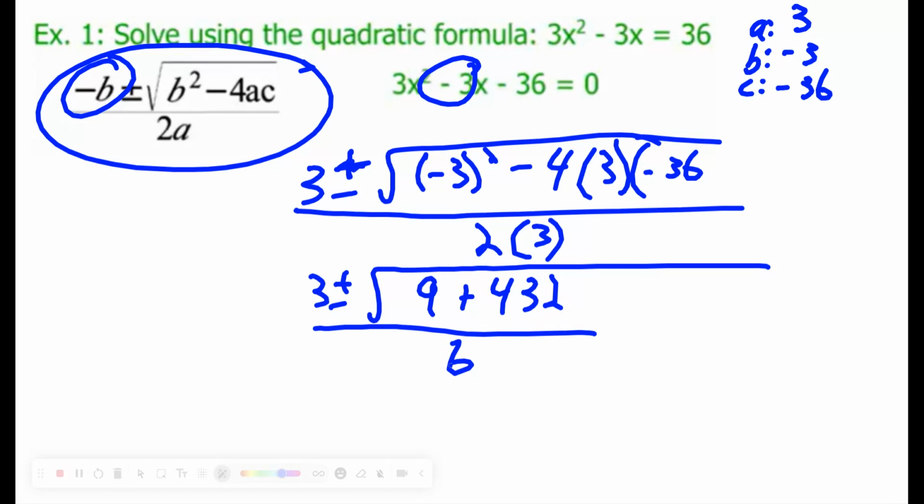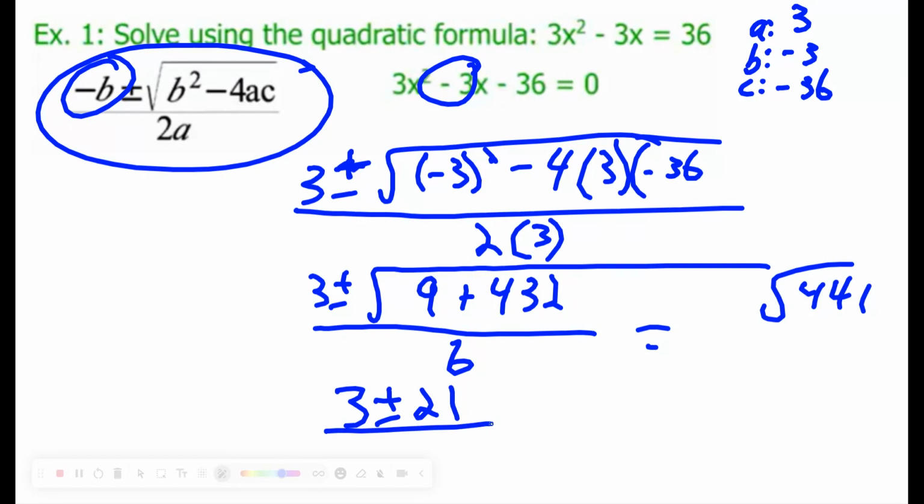Inside the square root, 9 plus 432 equals the square root of 441. What is the square root of 441? I think that's a perfect square. It is 21. Okay, so we're going to end up with 3 plus or minus 21 over 6. We can continue to simplify from there.